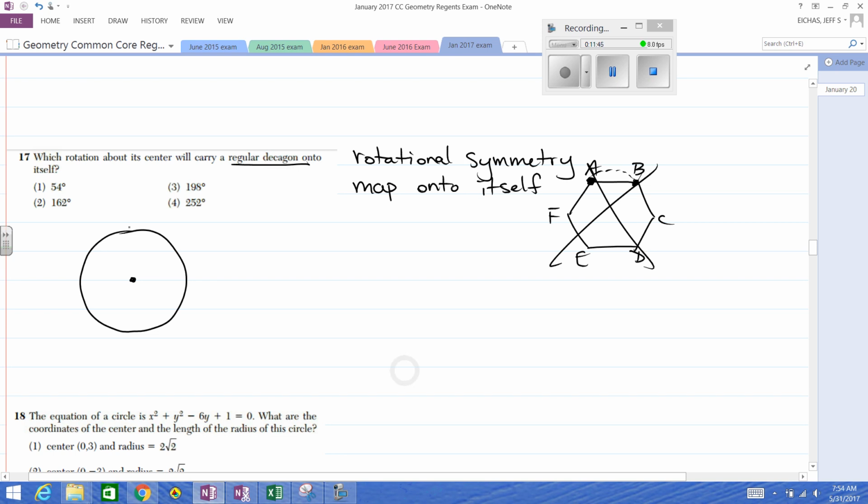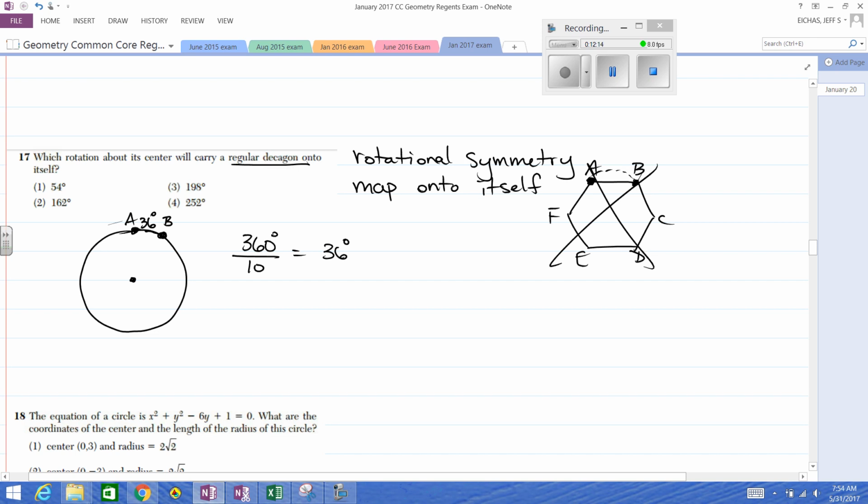Okay, there's essentially 10 equally spaced dots around the circle. Now, to map it onto itself, and there's 10 equally spaced dots, what we would have to do is, remember, there's a circle of 360 degrees. If there's 10 equally spaced dots, there's 36 degrees between each dot.